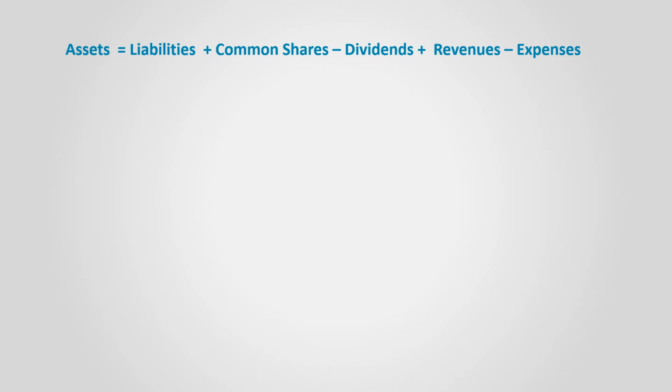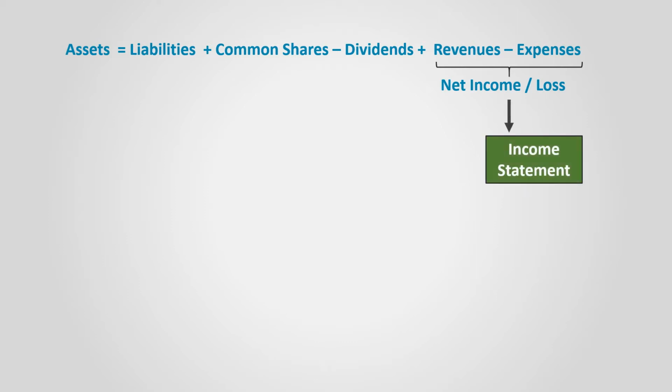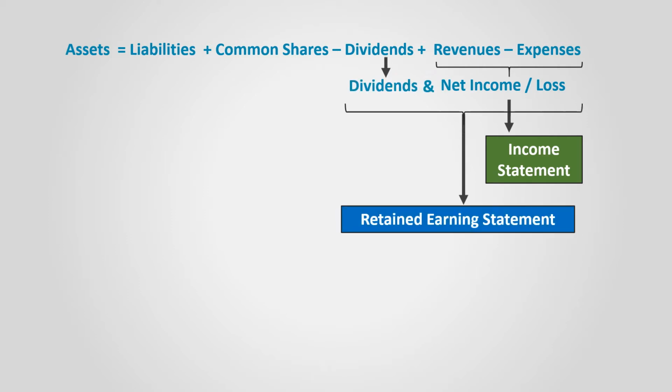In this equation, assets are equal to liabilities plus common shares or shareholders' equity in general, or capital in sole proprietorship. Then dividends or drawings are subtracted, then revenues are added, and expenses are subtracted. Net income or loss is calculated by the difference between revenues and expenses. It is presented in the income statement. Net income, together with dividends, update retained earnings through the retained earnings statement.